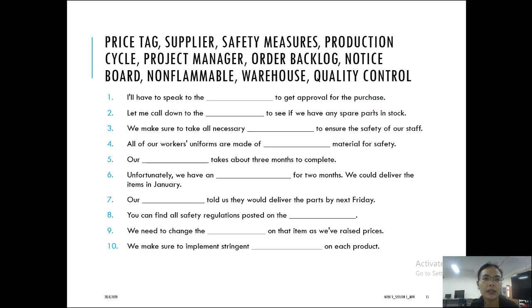Now, just a quick vocabulary test, everyone. There are 10 questions over here: price tag, supplier, safety measures, production cycle, project manager, order backlog, notice board, non-flammable, warehouse, quality control. Please help yourself to fill in the blanks with these words.